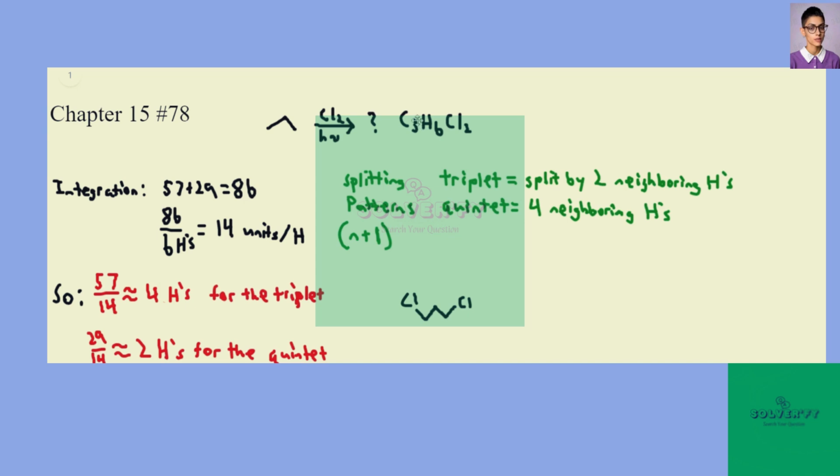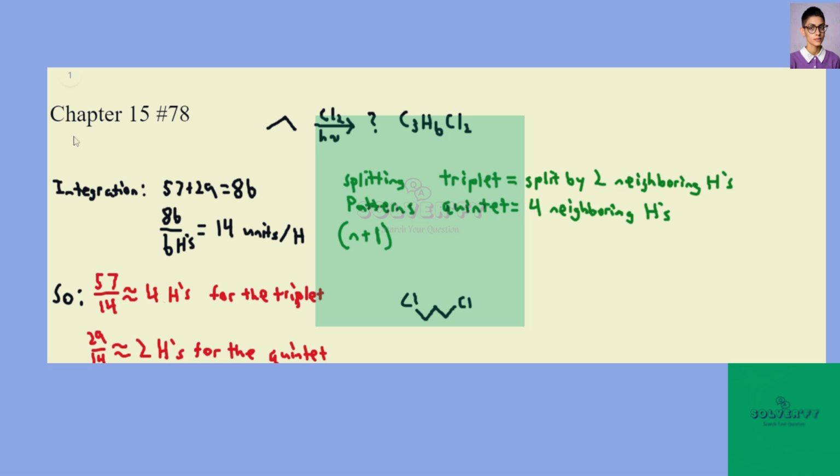So the formula of our final product is C3H6Cl2, and we get several pieces of information from that formula. Namely, we are now able to definitively say that we have 6 hydrogens and 2 chlorines. So we know that we've added 2 chlorines to this molecule and lost 2 hydrogens from our starting material.